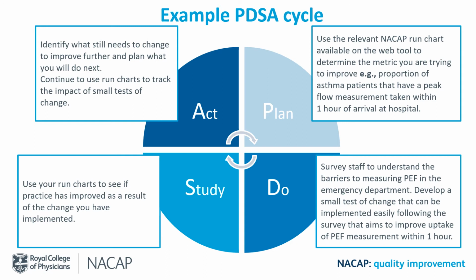Next comes Do. Here, staff are surveyed to inform the development of a small test of change that aims to improve this. Note that this is a test of change. It might not necessarily work, so that's why the next stage is important. Study. Use your run charts to see if practice has improved as a result of the change you have implemented. If not, or if there is still change needed to improve further, act. Refine your test of change or try something else. And remember to continue to use the run charts to track impact.